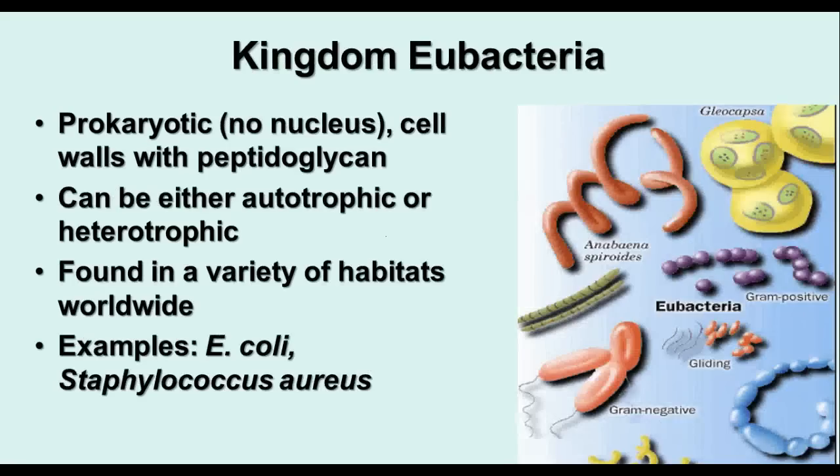Kingdom Eubacteria are the common bacteria. They are prokaryotic with no nucleus. They have cell walls that contain peptidoglycan. Some are autotrophs, some are heterotrophs, so they can be either one or the other. They're found in a variety of habitats worldwide, and examples, of course, are E. coli, as we mentioned before, Staphylococcus aureus, Staph aureus, that causes staph infections, and lots of other things that you come in contact with. Strep, all those different kinds are the normal kind of Eubacteria that you come in contact with on a daily basis.